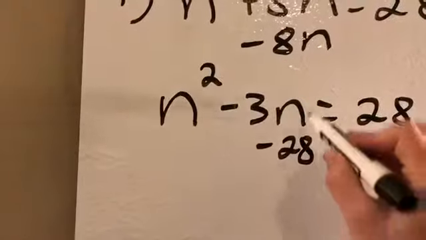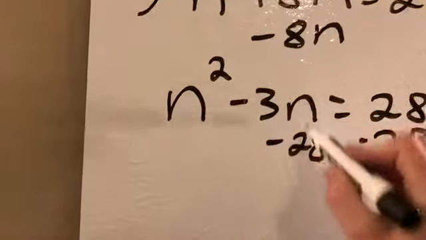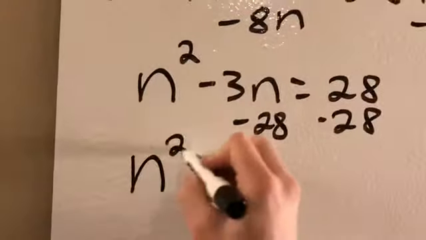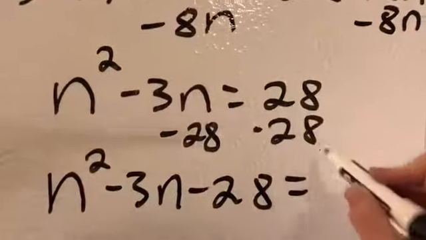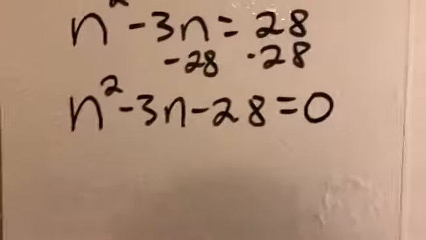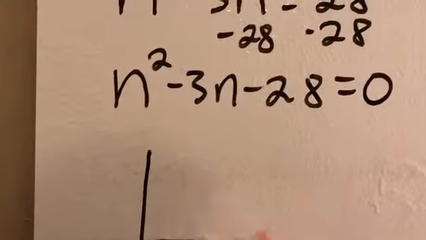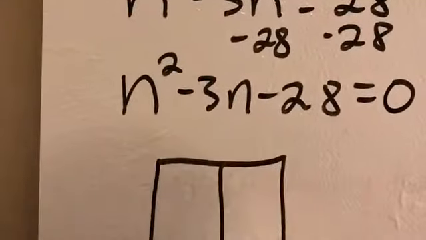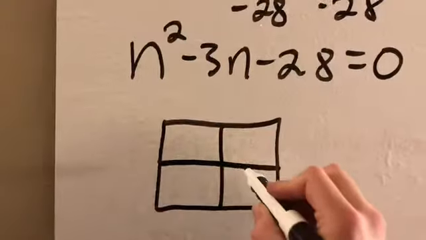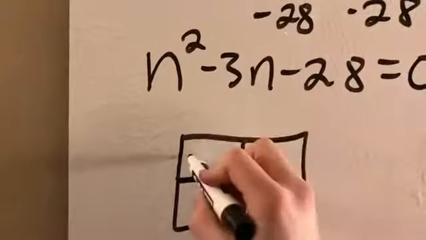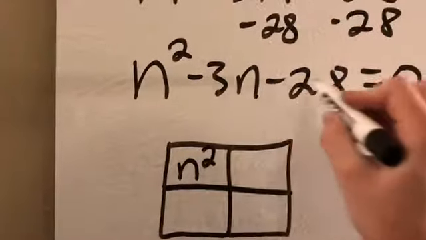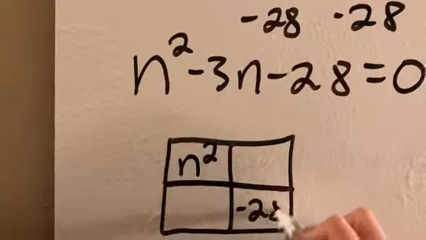I notice these are not like terms because they don't have the same variable. So I'm just going to write all 3 of these items on one line. 28 minus 28 is 0. So now we're ready to go factor. This strategy here, this box method, we call this factoring. So we put n squared in the top box, the negative 28 there.